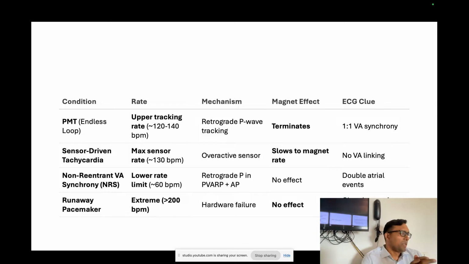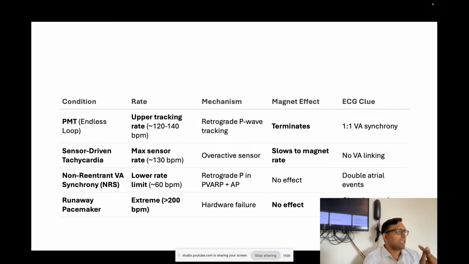This is not commonly discussed, but it is a very important device-related behavior which we have to know. Somebody will call you saying the patient is having an APAC, but there are no P waves. And there the problem is NRS, non-reentrant VA synchrony, because it is falling in the blanking period.